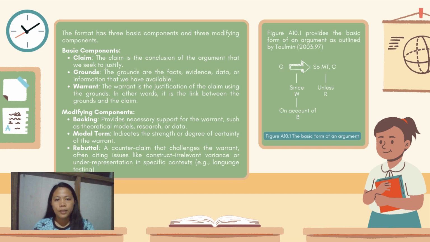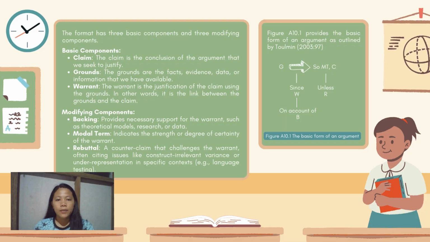The format has three basic components and three modifying components. Basic components consist of the claim. The claim is the conclusion of the argument that we seek to justify. Grounds: the grounds are the facts, evidence, data, or information that we have available. Warrant: the warrant is the justification of the claim using the grounds. In other words, it is the link between the grounds and the claim.